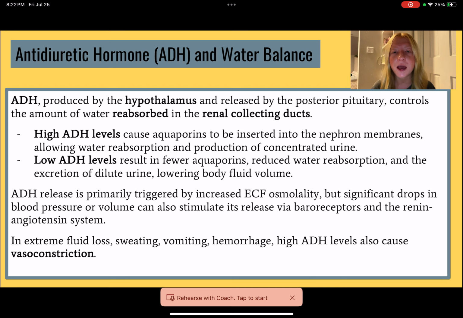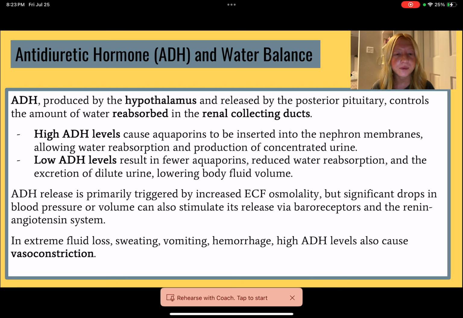Antidiuretic hormone and water balance. ADH is produced by the hypothalamus and is released by the posterior pituitary, and it controls the amount of water that is reabsorbed in the renal collecting ducts. High ADH levels cause aquaporins to be inserted into the nephron membranes. This allows water reabsorption and production of concentrated urine. Low ADH levels result in fewer aquaporins and reduced water reabsorption, and the excretion of dilute urine, lowering body fluid volume.